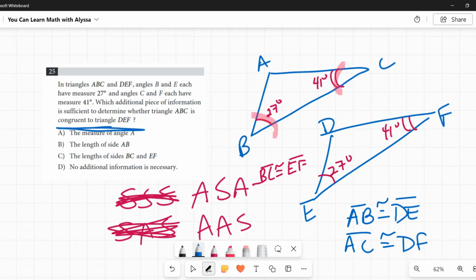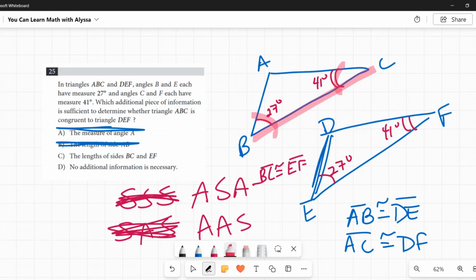B, the length of side AB. Well, that's part of this one down here, but it's not all of it. Just knowing AB wouldn't help. We would also need to know DE. So B is out.